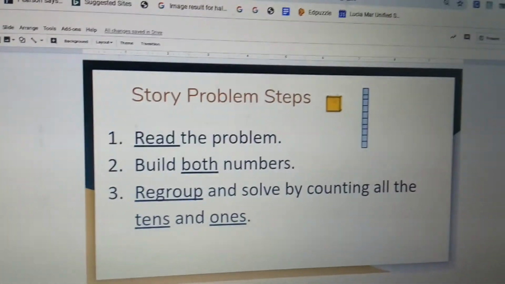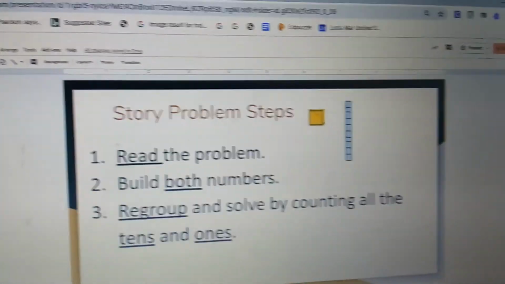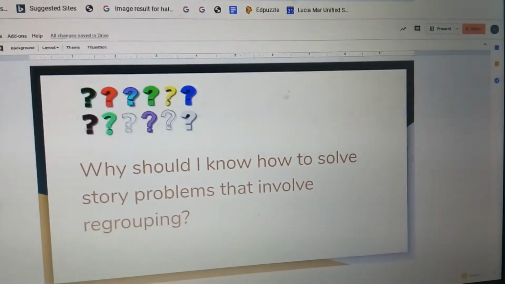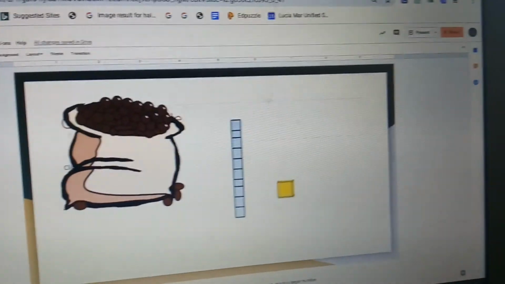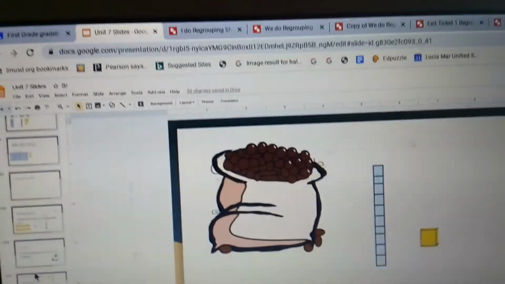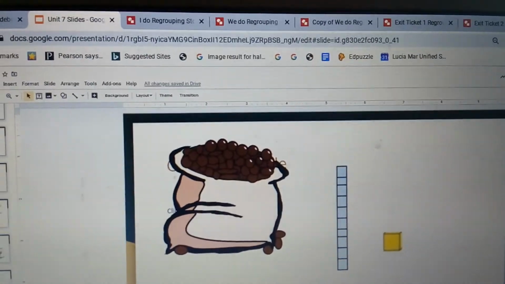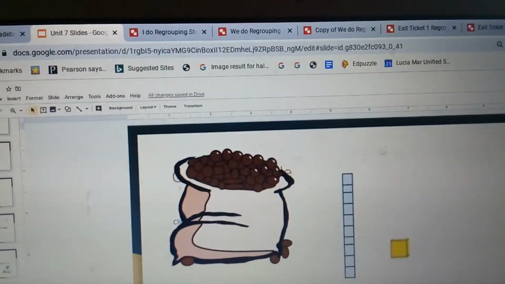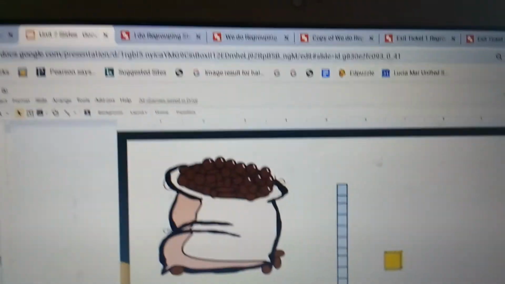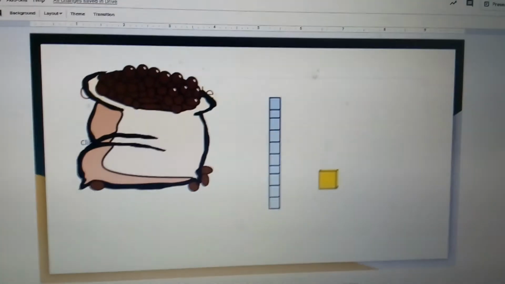Remember, we always regroup when we have 10 or more 1's units. Now you may be wondering, why should I know how to solve story problems that involve regrouping? Being able to solve story problems with regrouping is an important skill because it helps us more easily count large amounts of items by breaking them into 10s and then limiting the amount of 1s. Additionally, regrouping also assists us in identifying how many 10s or 1s are in a larger number.